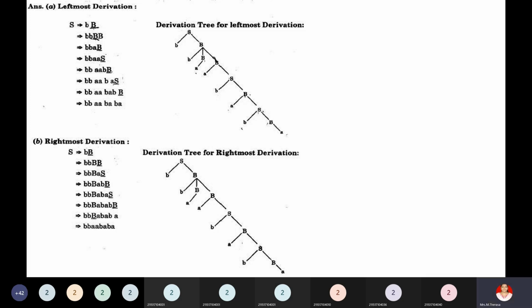So for the corresponding tree, S tends to BB, B is replaced with BBB, but here you'll be replacing the rightmost B as AS and then SS. So it goes like that. So here what is the yield? You need to read the terminals from left to right. BB, AA, BA, BA. So the string is derived in two different ways, leftmost derivation and the rightmost derivation.